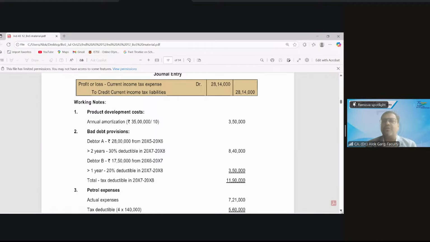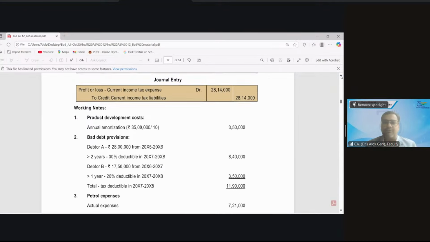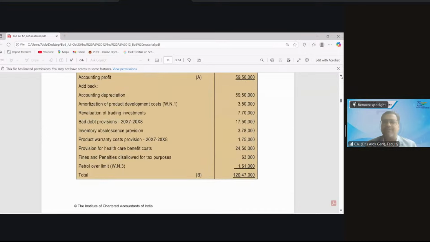To cut a long story short, you need to prepare your computation of income. You need to compute your taxable income. You need to compute your income tax expense, meaning your tax liability. And with the tax liability, your accounting entry will be current tax expense account debit to current tax liability account, right? Do you want me to solve this question, the computation of income?